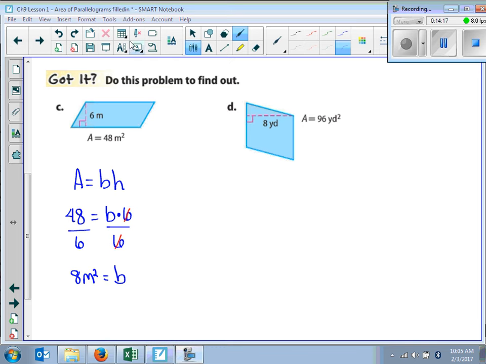You are right. This should only be meters because it's just the height. It's not the area anymore, right? So this is just 8 meters. You get a shark bite.